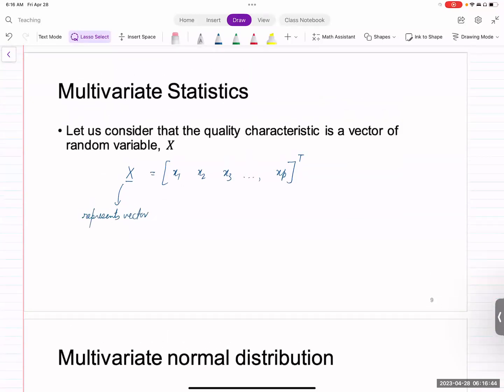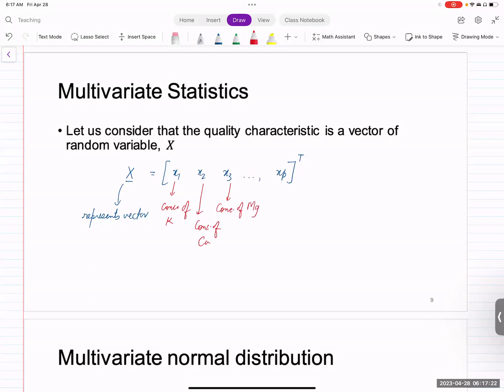Okay. So each X1, X2, X3 up to XP are individual quality characteristics. For example, let's say X under bar is the quality of water. Then we can say that X1 is the concentration of maybe potassium, X2 is the concentration of calcium, X3 is the concentration of magnesium or something like that, right?